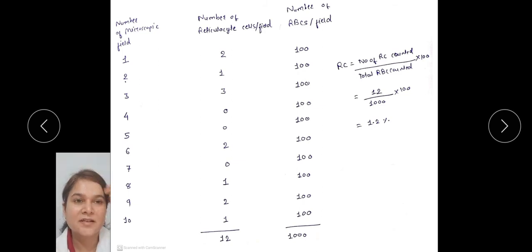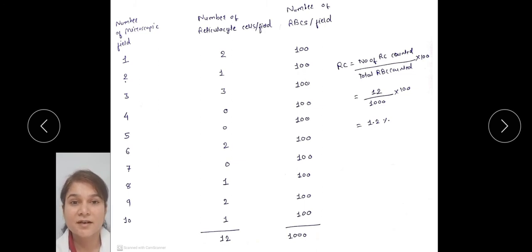And the number of RBCs in relation to the reticulocyte count, it is 100. In one microscopic field, on average 100 RBCs are usually present. If it is more crowded, you can accordingly count. It may be that in one field there are 150 RBCs, or it may be 70 or 90 RBCs. So the number of reticulocyte cells we have counted in total in 10 fields is 12, and the number of RBCs is 1000. This is the formula of reticulocyte count, or we can say relative reticulocyte count.